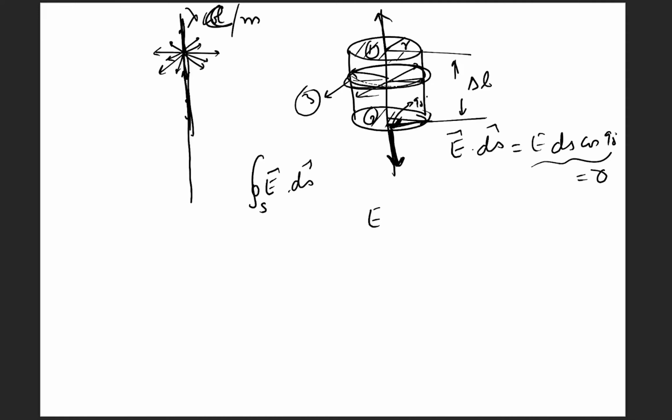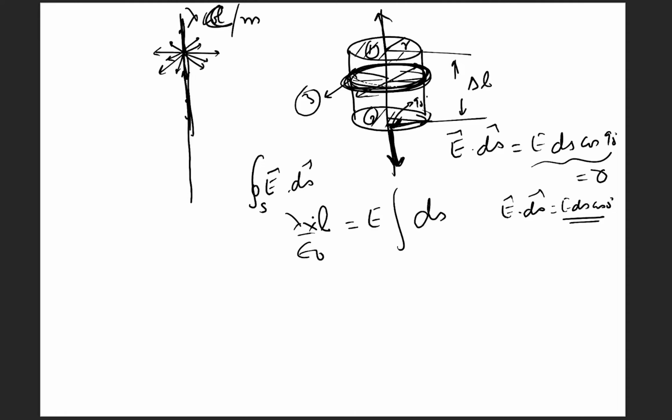From symmetry we expect that this E will have the same magnitude at the same distance from the line charge. So this E will come outside the integral, and E dot ds is already converted to E ds cos 0, because both are in the same direction, ds as well as E. So this is lambda by epsilon naught into delta L. This is the charge enclosed by this cylinder, lambda into delta L, divided by epsilon naught.